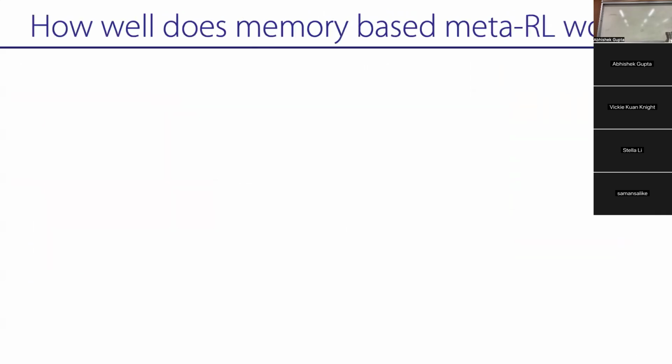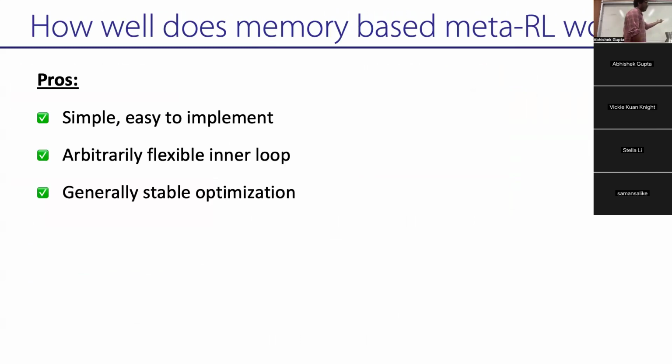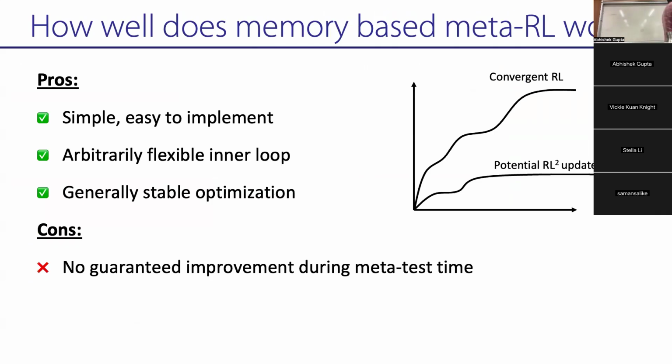So, to your question, it's easy to implement. It's arbitrarily flexible, generally stable, but it's not guaranteed to improve. So you'll often see that RL square will get stuck. It'll learn quickly, but get stuck. Whereas other procedures will continue to converge and get better. And it doesn't do very well out of distribution. So unless you train it on a huge number of tasks, it's hard to get good performance.